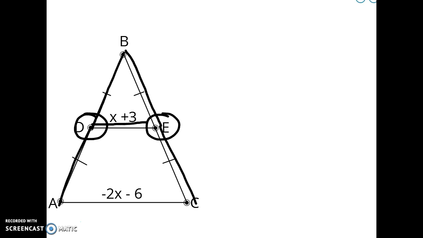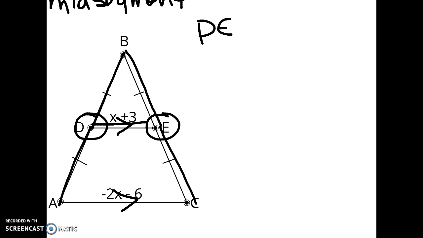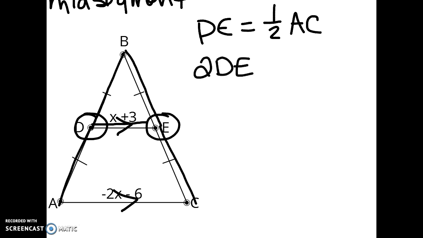So a mid-segment has certain properties. That means that this line is parallel to this line, but it also means that DE is half the size of AC, or 2 times DE equals AC. I think I can find what x is now.